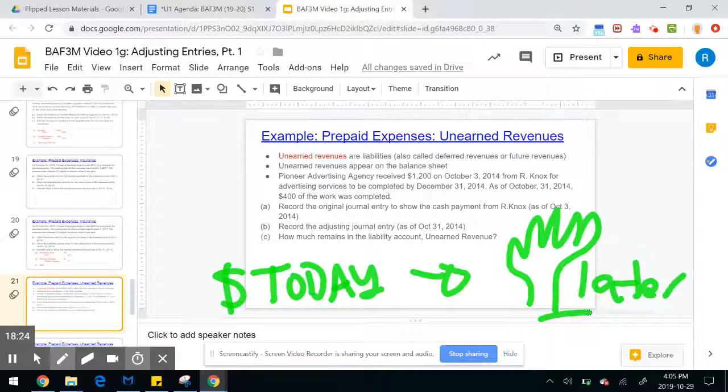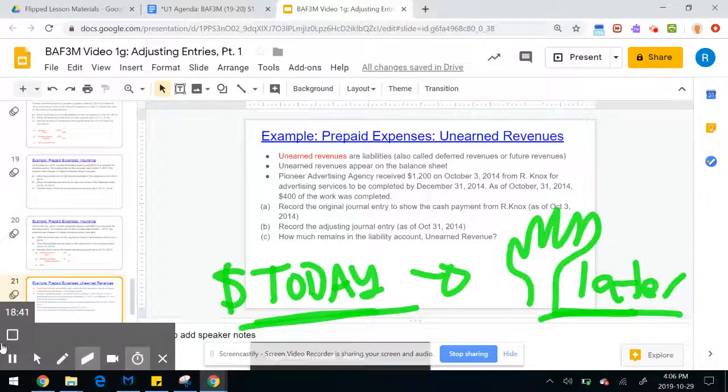This is the opposite of what we've been seeing. Normally, to this point in the course, we're receiving the cash today for services that we performed today or yesterday, so the service has already been done. But now we're talking about what if we get the cash up front? Cash today, service being done later. I showed you the answer earlier.